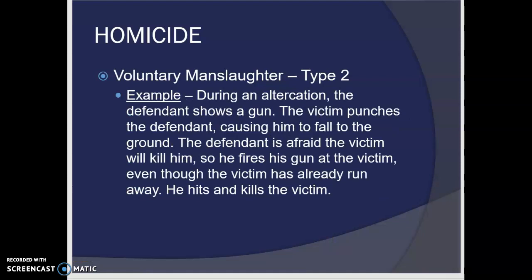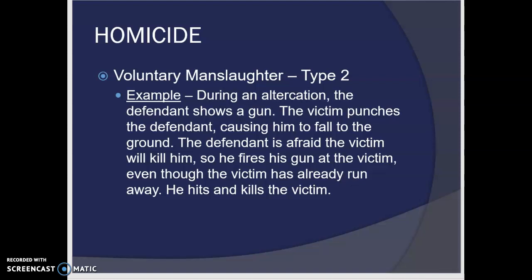Okay, so here's an example. During an altercation, the defendant shows a gun. So let's say we have two people that are fighting. The defendant flashes a gun and says, hey, I've got a gun on me, almost like a threat, okay? So the victim then punches the defendant, who falls. So the defendant who has the gun is laying on the ground, but now fears for his own life because the victim is punching him.